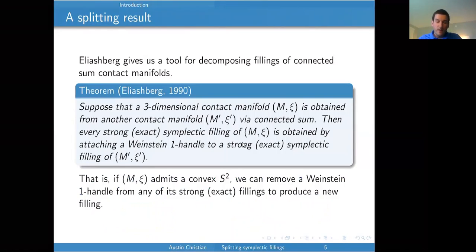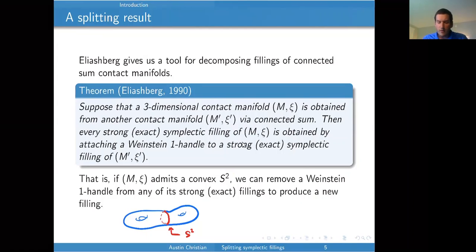So another way to state this same result is to say that if our contact manifold admits a convex sphere, S2, which is what you would see where you have performed your connected sum. So if somehow our contact manifolds are now two-dimensional surfaces, then where you've performed the connected sum, you're going to see a convex sphere. Then Eliashberg tells us we can remove a Weinstein one handle from any of those exact fillings, and we get a new filling of some new, hopefully simpler contact manifold.